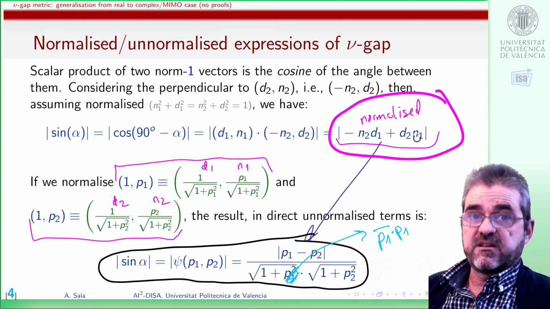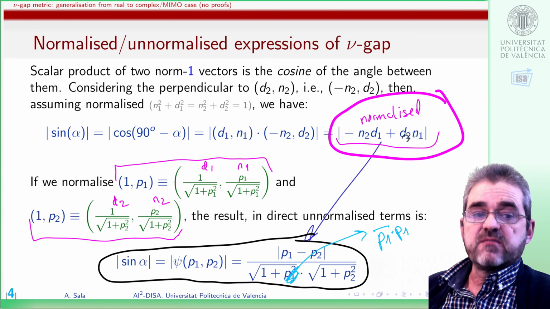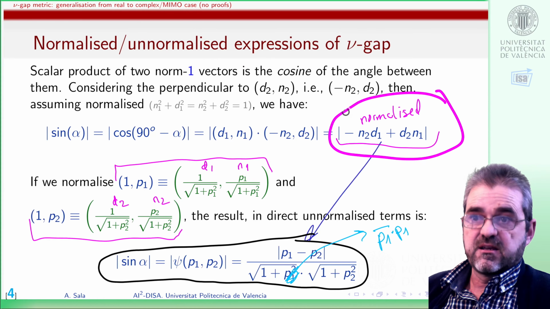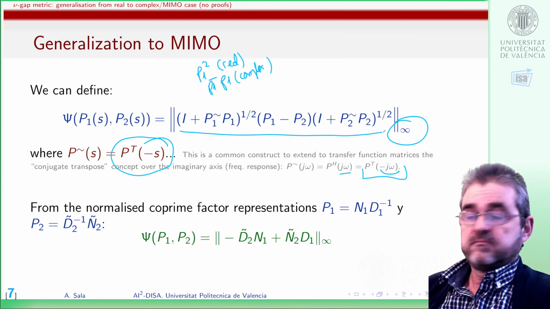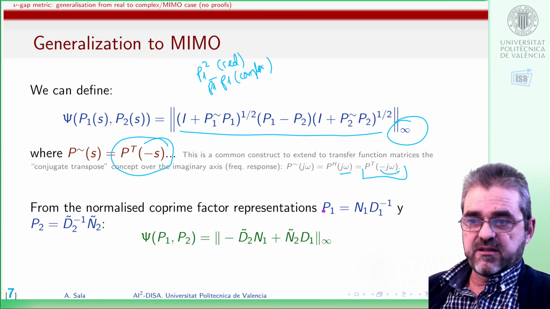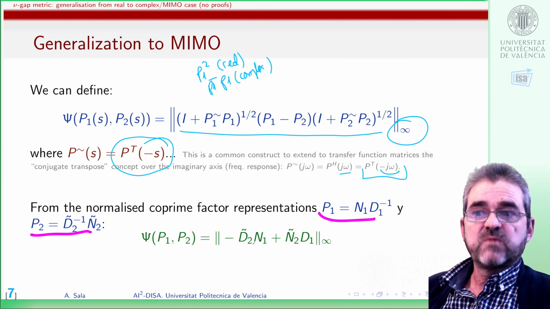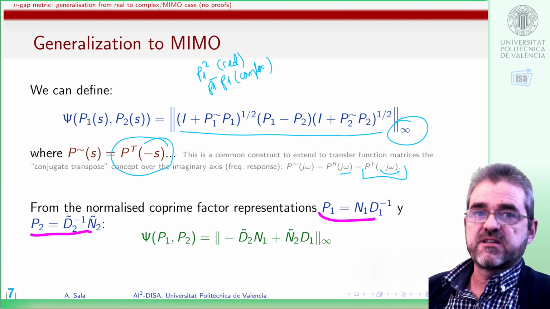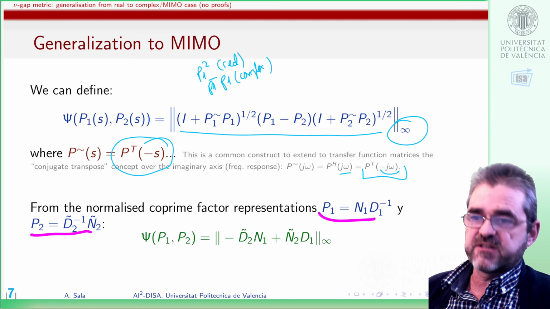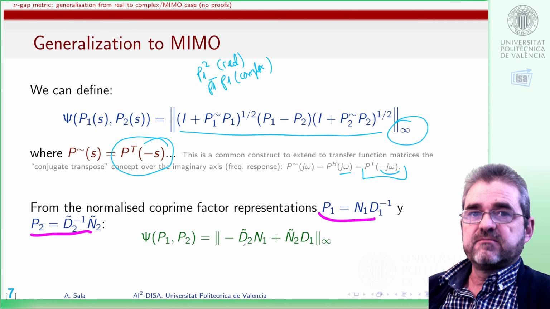Last, the generalization of this expression, or the change of sign, because we are just taking the absolute value in the real case. Well, in the complex multivariable case, we get this factorization of P1 and this one of P2. One of them is the left coprime factorization, the other one is the right coprime factorization, because in matrices the order of the things is important.